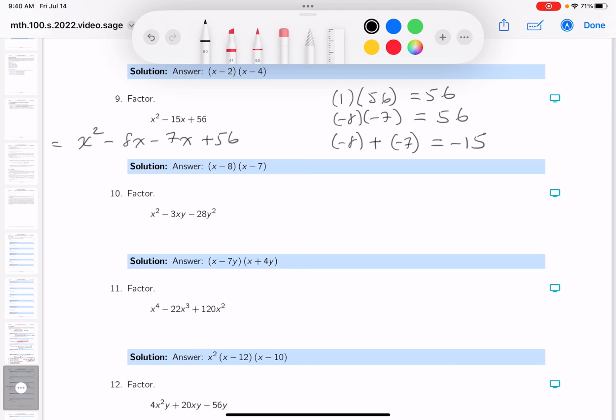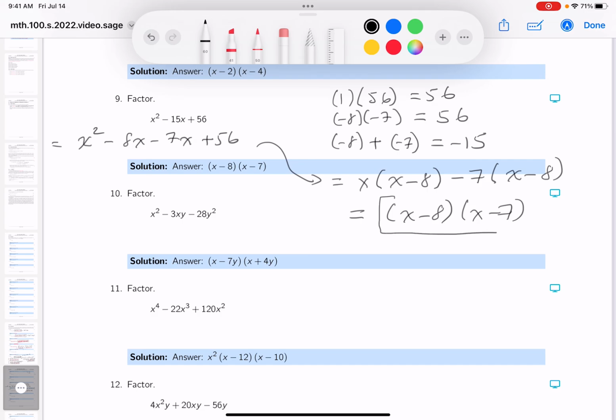What I'm going to do now, factor by grouping. And what do you get over there? Well, the first two terms, an x comes out, and you get x minus 8. On the second two terms, minus 7 comes out, and you're left with x minus 8. What do you get over there? Well, a common factor of x minus 8, and we're left with x minus 7. This is the factorization.